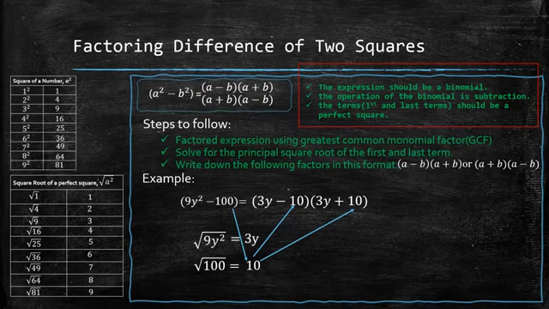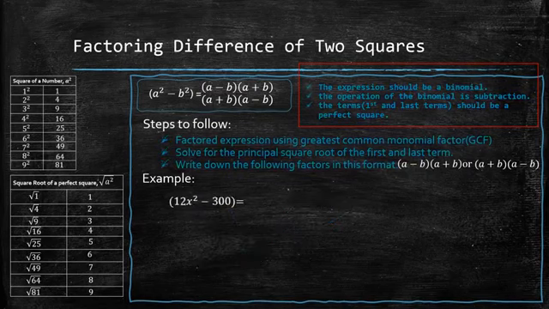Another example. 12x squared minus 300. First, check if it is a binomial.